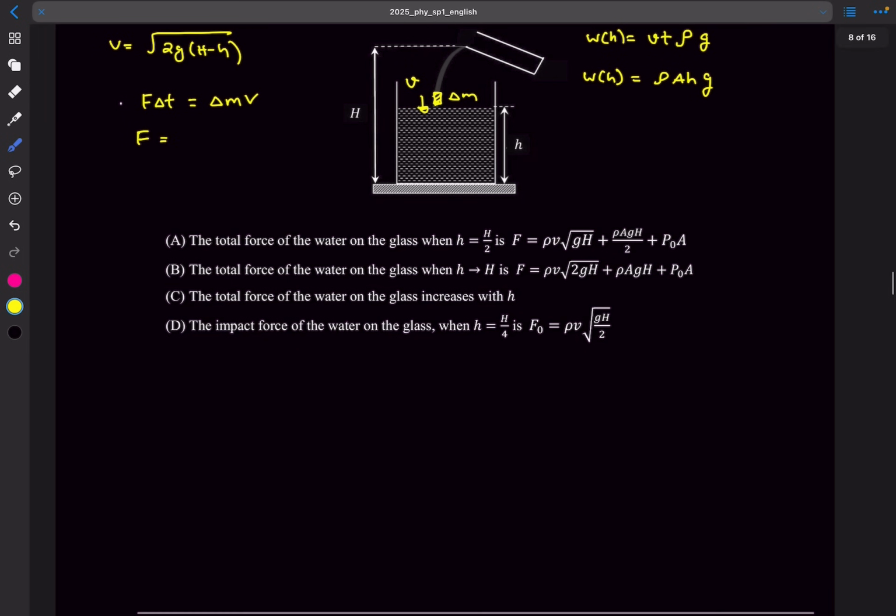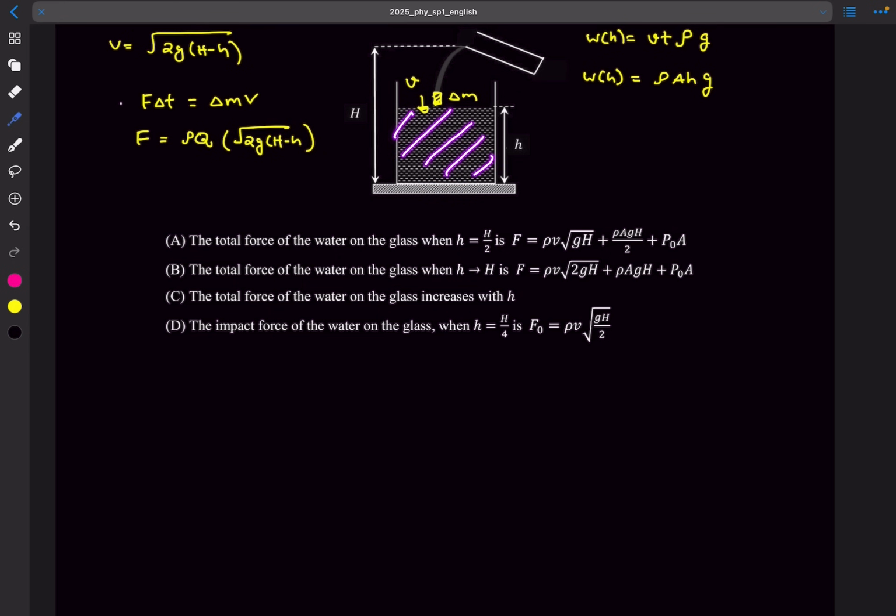Okay, so the impulse force would be delta m by delta t, which is the rate at which mass enters the container. This we can write as the density multiplied by the volume flow rate. I'm just writing the volume flow rate as q for now to not confuse it with v, and this is multiplied by the velocity, square root of 2g(H minus h). So this would be the impulse force that is exerted on the fluid that is present in the container.